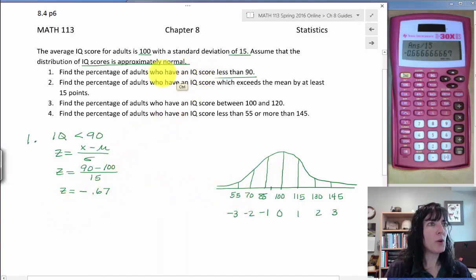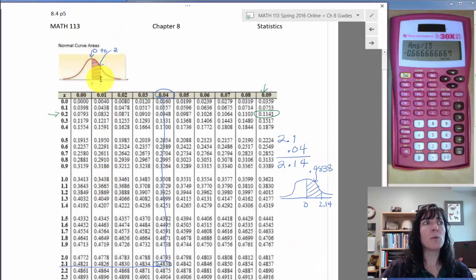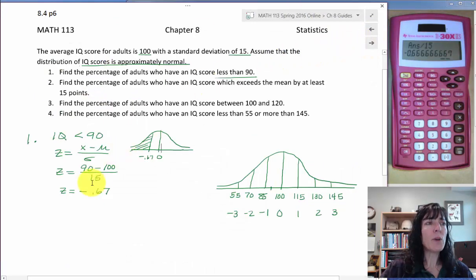And then I want to know who have an IQ score less than 90. So I'm going to draw just a quick distribution. Here's my 0. Here's my negative 0.67. And I want less than that. I want everyone who's in this region that I've shaded. Well, I can't get that from my chart because the chart just gives me 0 to a certain z-score. So what I have to do is think about first the symmetry. Think about, well, what if you flipped it over to the other side?